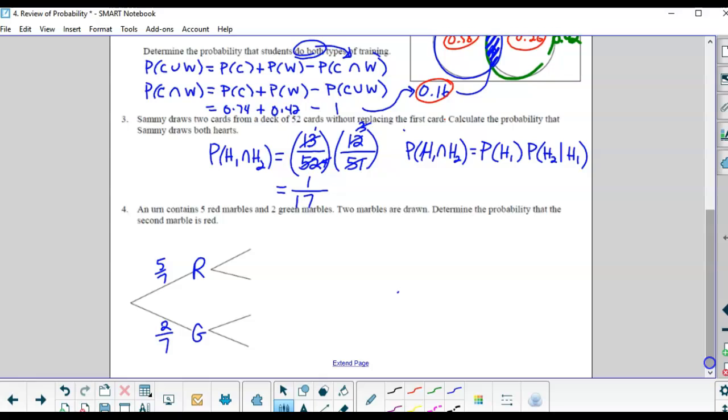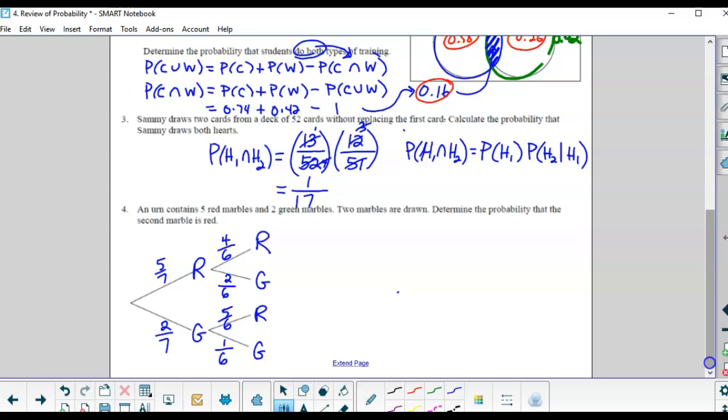And then for the next marble, it depends on what you chose first. So if we get a red here, we already had a red taken out, so you'd only have 4 left out of 6 marbles. Green, you would still have 2, but out of 6 marbles. Then red and green here. So you didn't choose a red, so you'd still have 5 available, but out of 6. And green, you chose 1 already, so now you have only 1 out of 6. I'm not going to reduce them because we might need a common denominator.